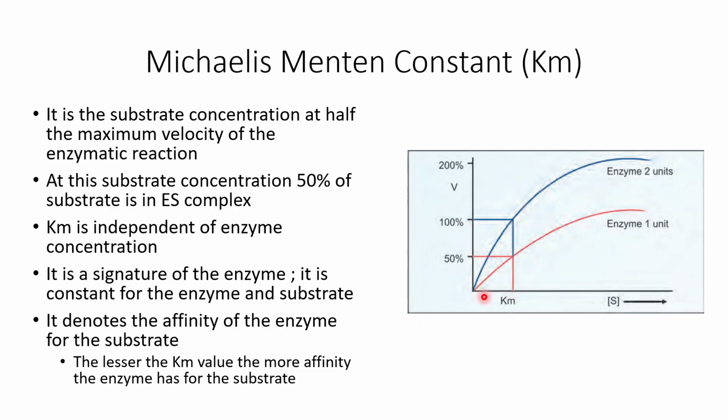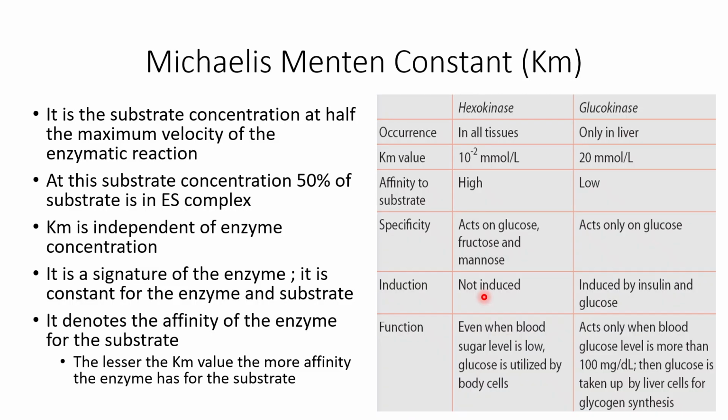So the Km value tells us about two things. One is it is the signature of the enzyme, and secondly it denotes the affinity of the enzyme for the substrate. If the Km value is more, that means the affinity of the enzyme and the substrate is less, and if the Km value is less, that means the affinity of the enzyme and substrate is more. This is best explained by the enzymes glucokinase and hexokinase. Both have the same function, that means attachment of phosphate groups to glucose, glucose to glucose 6 phosphate.